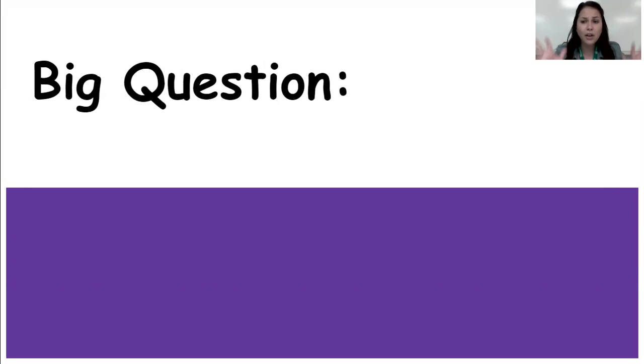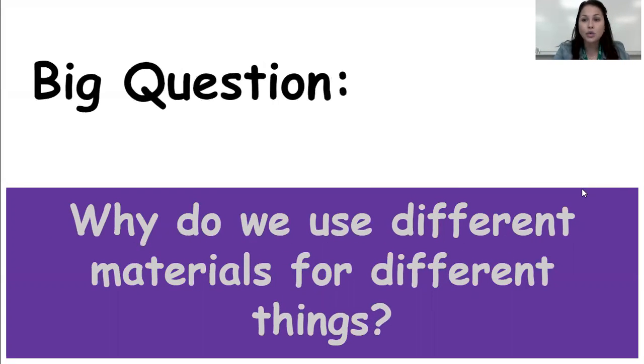Now, our big question that we have this year, say big question. Our big question is, why do we use different materials for different things? I want you to think about that. Why would an engineer use wood and metal to build a desk instead of using a material like glass? I want you to keep that question in your head while we keep moving.